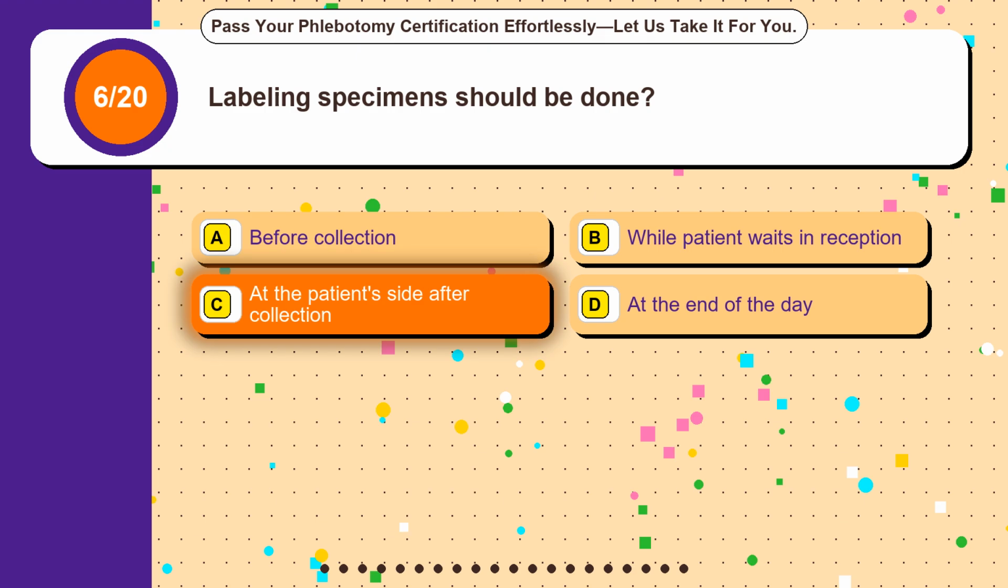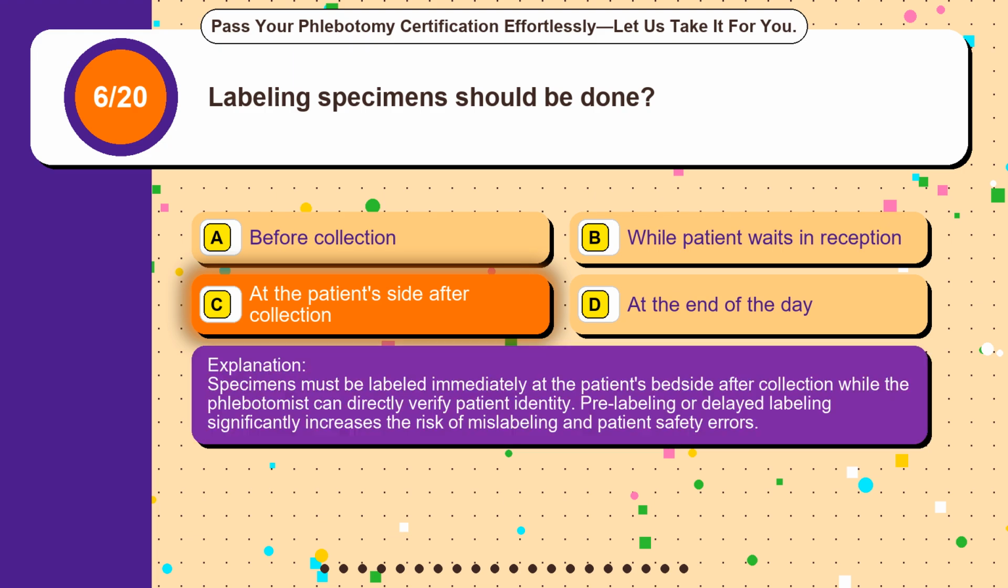At the patient's side after collection. Specimens must be labeled immediately at the patient's bedside after collection while the phlebotomist can directly verify patient identity. Pre-labeling or delayed labeling significantly increases the risk of mislabeling and patient safety errors.